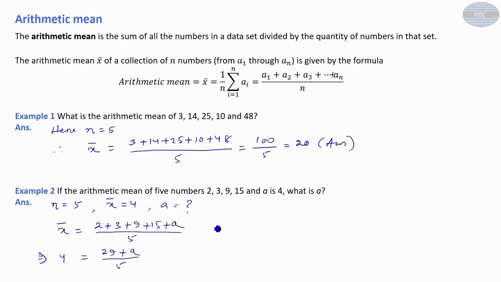Now let us solve this for a. So we have 29 plus a is equal to 20, and a is equal to minus 9. So this is the answer we got here. Arithmetic mean is very simple, you can solve this kind of question.